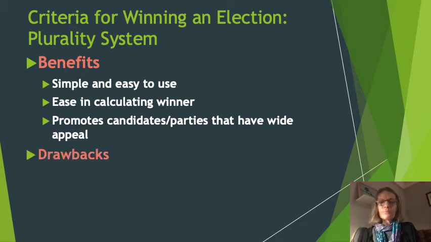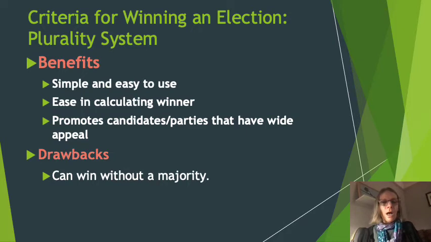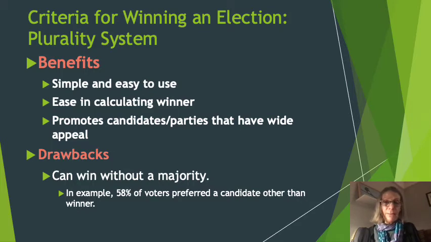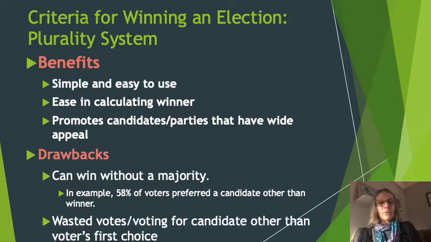That's particularly true in a two-party system like we have in the United States, because usually it's 2 or 3 parties running against each other, and so to win the plurality, you still have to win a pretty high percentage of the vote, even though it may not be a true majority. Some of the drawbacks: you can win an election without the majority of the votes. From that example we used on the previous slide, you'll note that candidates B and C, when you added up the votes they received, got 58%. So 58% of the voters preferred a candidate other than the person who had the most votes, 42%. And so that's a real drawback to the plurality.